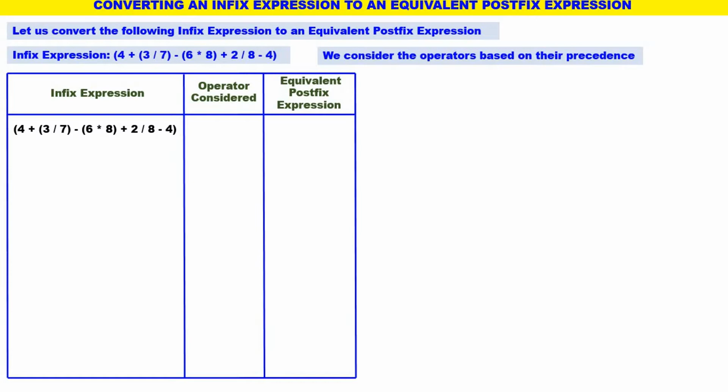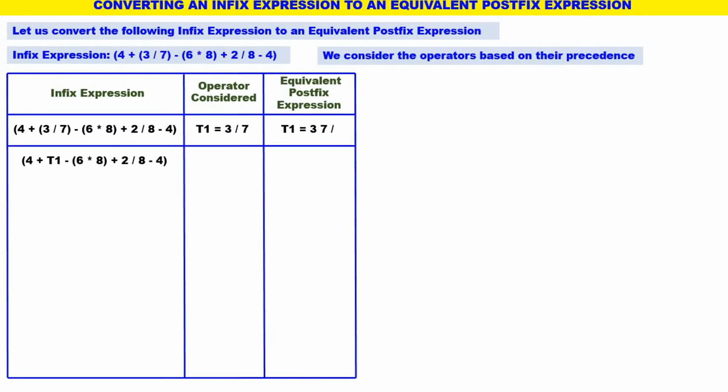Therefore first we will consider 3 slash 7. Yes, T1 is equal to 3 slash 7. And what is the equivalent postfix expression? T1 is equal to 3 7 slash. Same 3 slash 7 is written in postfix, that is 3 7 slash. Now we substitute T1 there. Instead of 3 slash 7 we write T1.